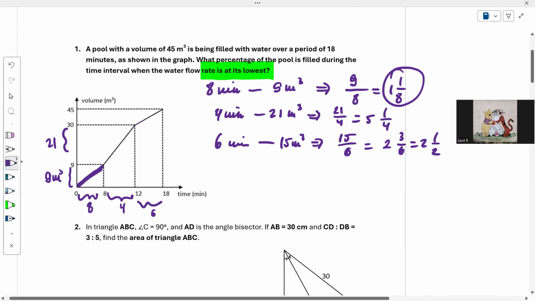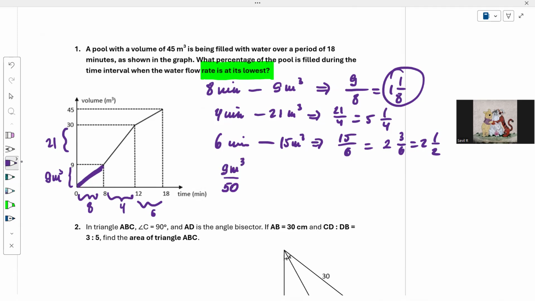So they ask what percentage of the pool is filled. The pool is 50 cubic meters, and in this part 9 cubic meters is filled, right? The question says at its lowest rate, so we are taking this 9 cubic meters. Multiply by 100 to show it as a percentage: 9 times 100 over 50. Let's cancel. It's 9 times 2, which is 18. This is our correct answer.